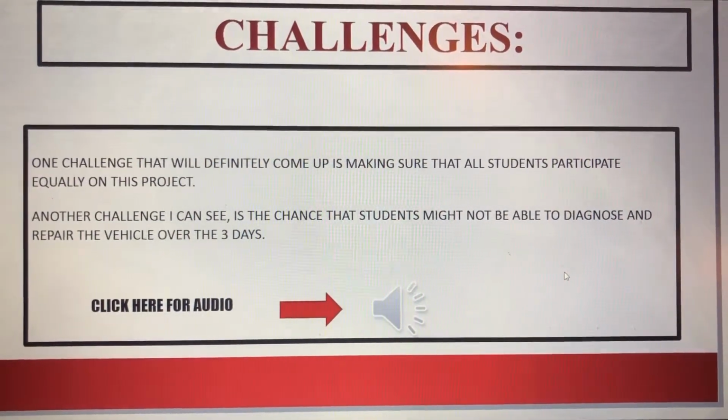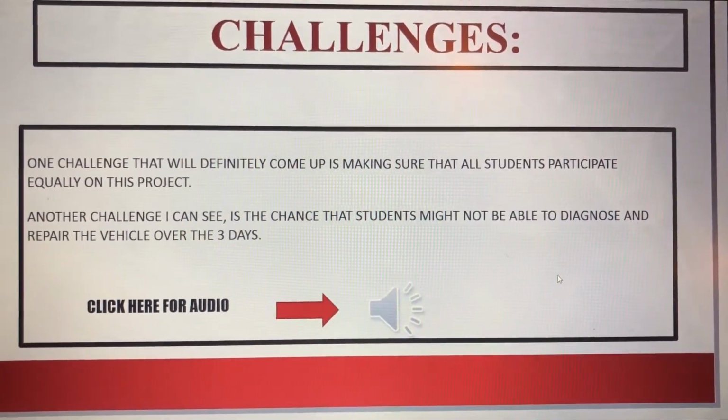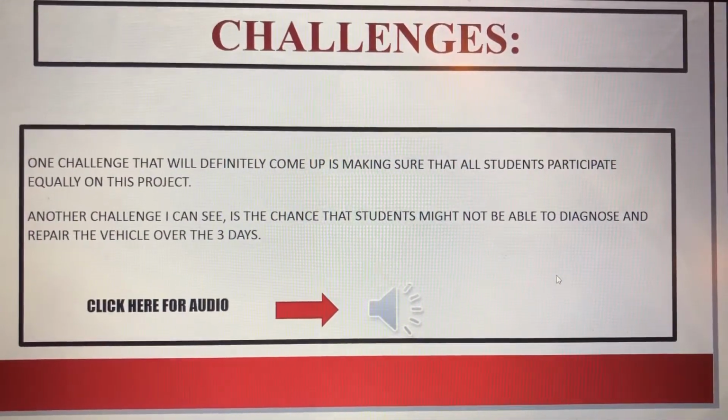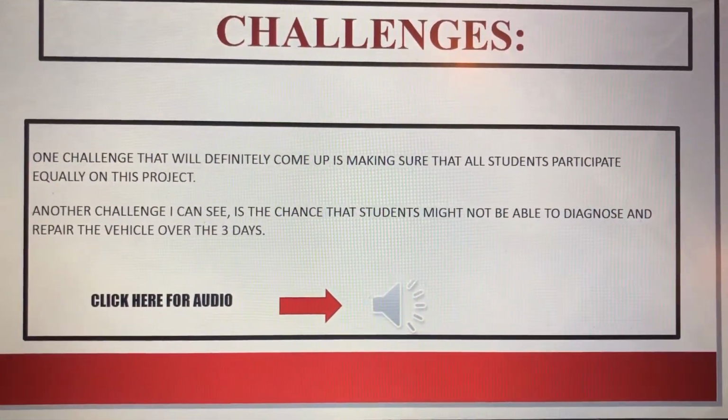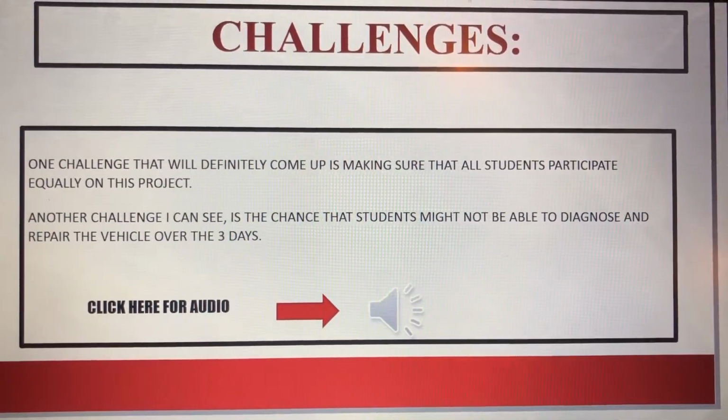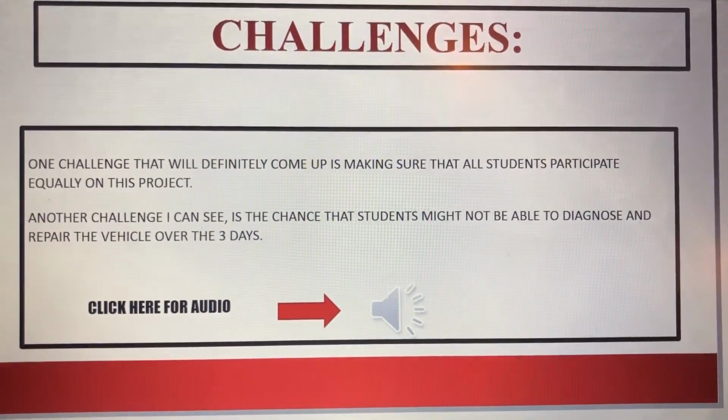One challenge that will definitely come up is making sure that all students participate equally on this project. Another challenge I can see is the chance that students might not be able to diagnose and repair the vehicle over the 3 days.